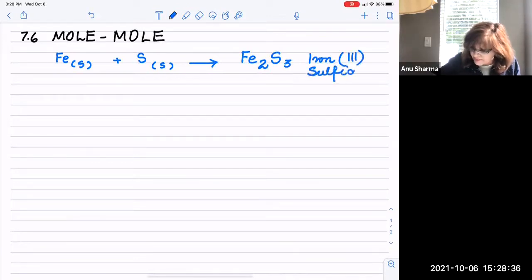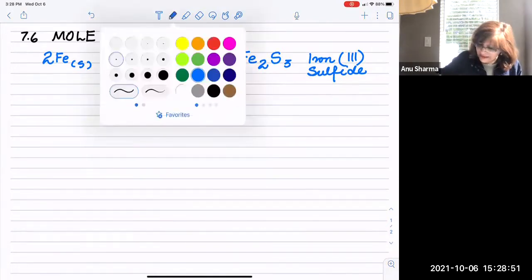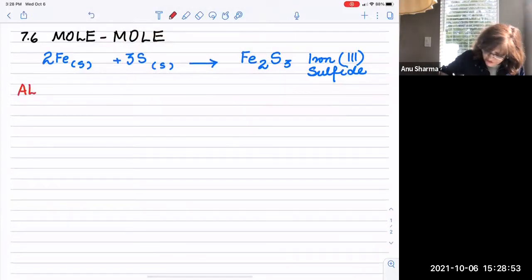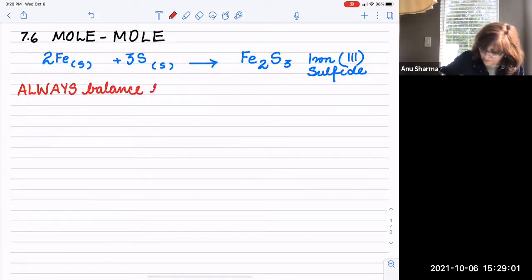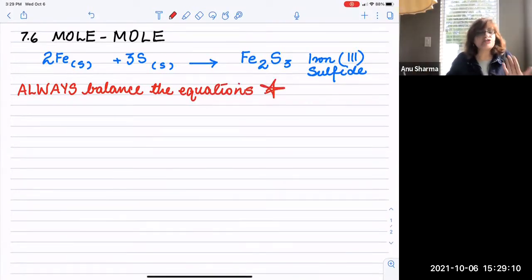So this is iron(III) sulfide, so iron is in the +3 state. Okay, now let's balance it. We need 2 irons and 3 sulfurs on the reactant side in order to make Fe2S3. So this balances. One thing is, as a rule, always balance the equations. Always keep this in mind, that you balance it and check for balancing.